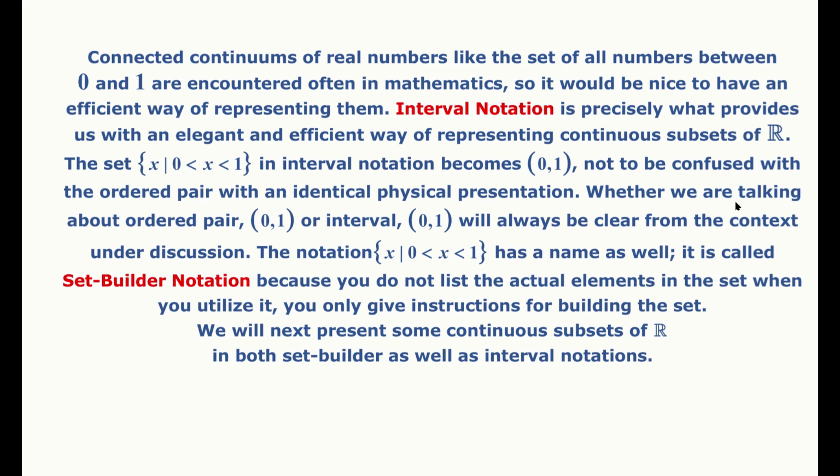And whether we're talking about the ordered pair (0, 1) or the interval (0, 1) will always be clear from the context under discussion. So the notation "all x such that x is between 0 and 1" has a name as well, as I mentioned already. It's called set builder notation, because you do not list the actual elements in the set when you utilize it. You only give instructions for building the set.